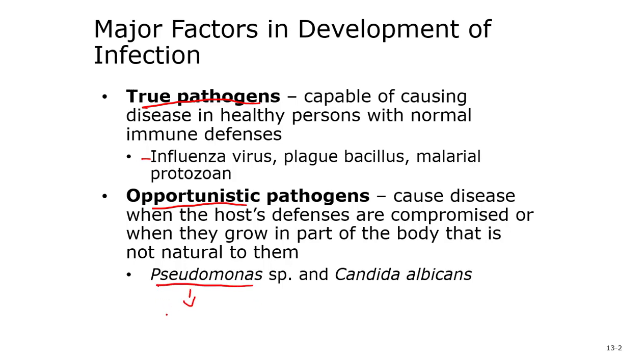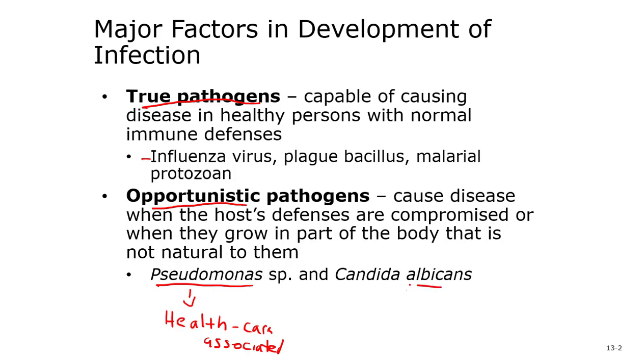Pseudomonas is a healthcare associated infection, and it's found in the hospital environment. In fact, a recent study showed that a lot of soap dispensers in the hospital contain Pseudomonas. So this is an opportunistic pathogen. It can cause respiratory illnesses for the most part.